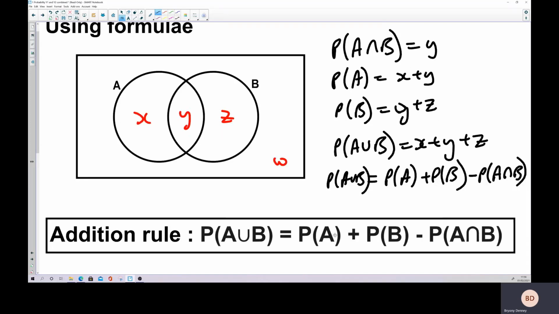That leads to what we call the addition rule. So the union of A and B is the probability of A plus the probability of B minus the intersection.